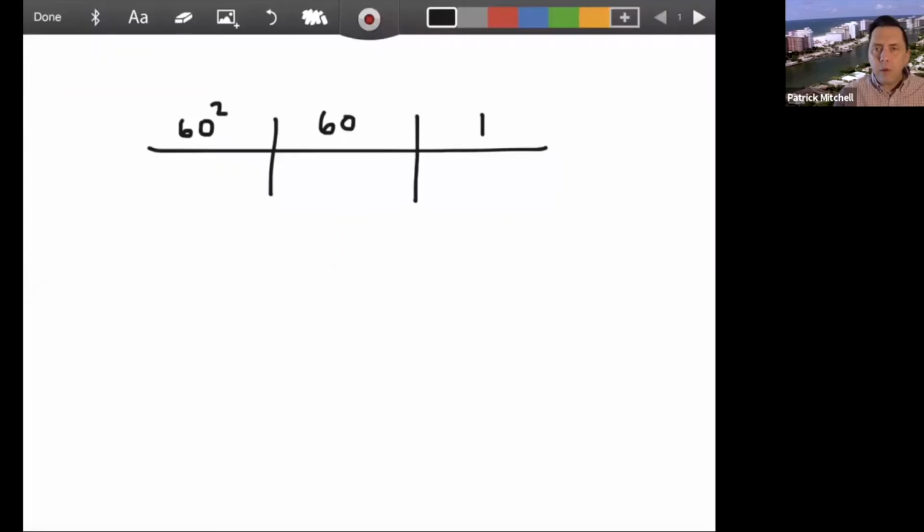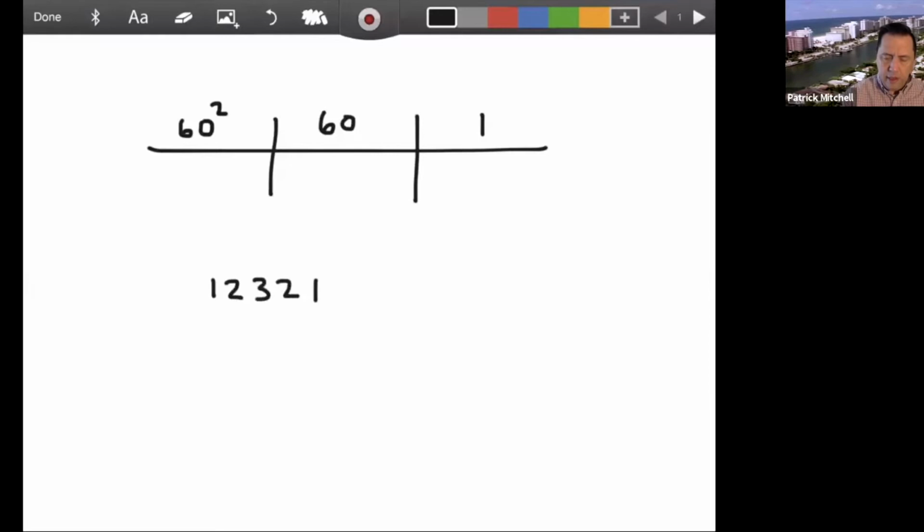All right, so we're trying to do 12,321. So I've set up my base 60 system where the symbols that go under 1 will just represent 1s. The symbols that go under 60 will represent 60s, and the symbols that go under 3,600 will represent how many times do I have 3,600. All right, so we have 12,321.